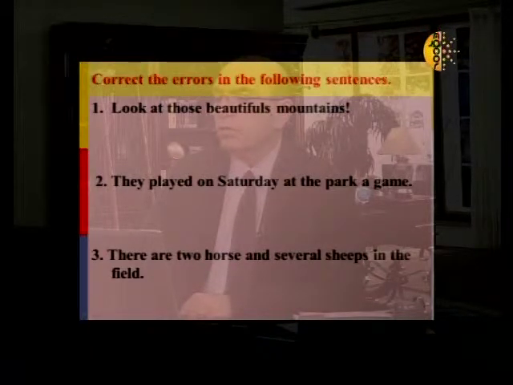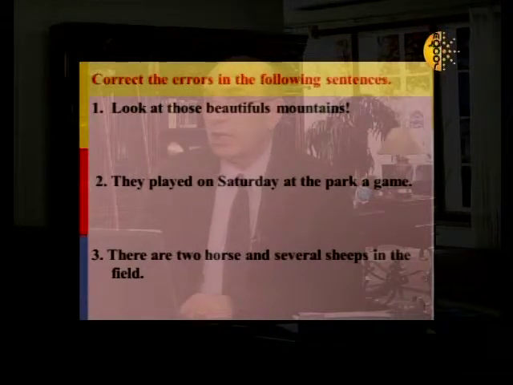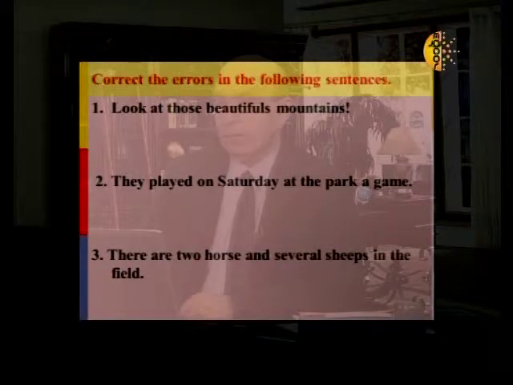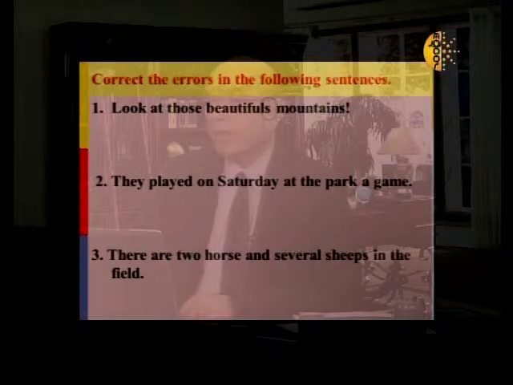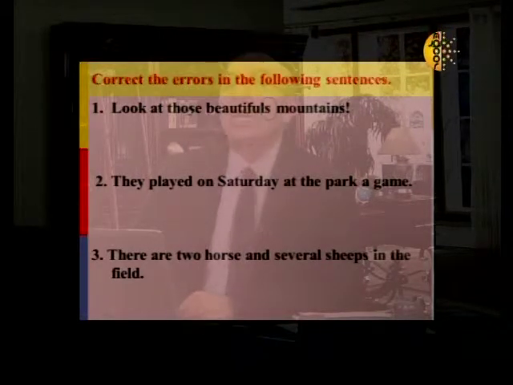Look at those beautiful mountains. As I told you, there is something wrong with the sentence. I want you to tell me what is wrong first, and then how do you fix it. What is wrong? Well, I will tell you. I will let you guess first. The problem is where? The problem is with this S. Look at those beautiful mountains. We cannot say beautifuls mountains because beautiful is what? An adjective. Adjectives do not take S.